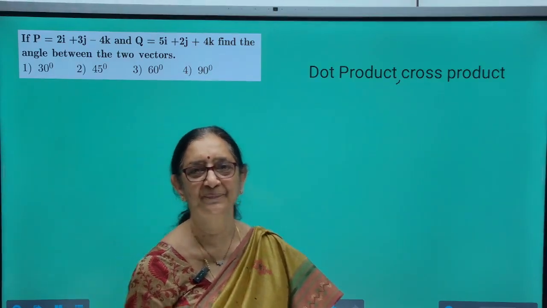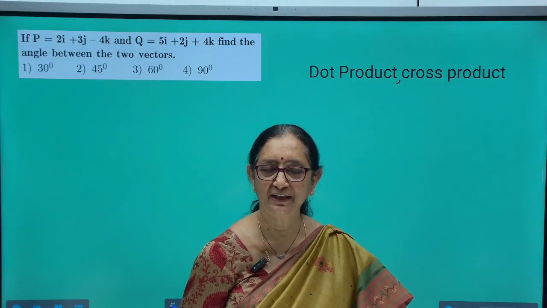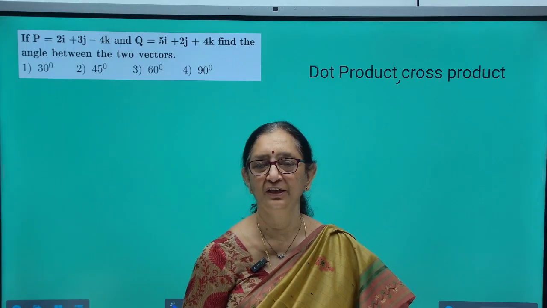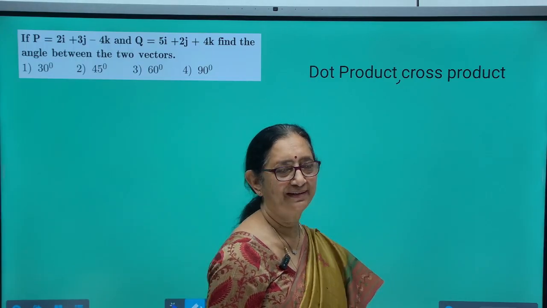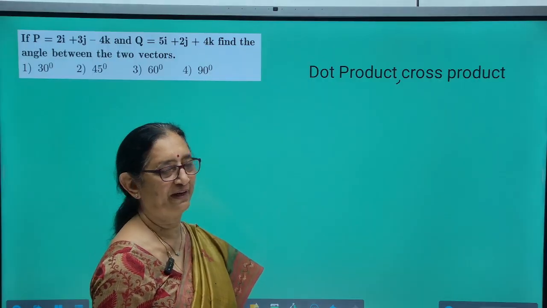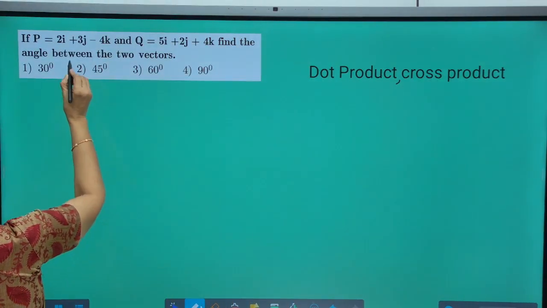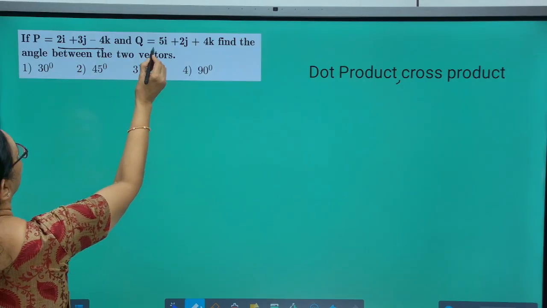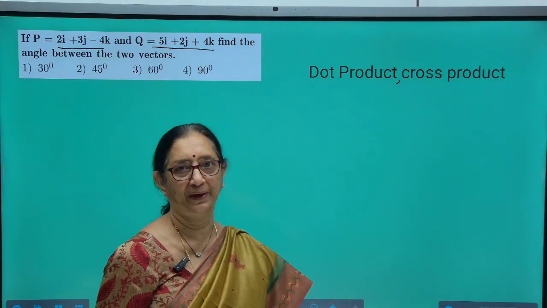Good morning. Today in this session I am going to explain some problems based on dot product and cross product of vectors. Now let us start with the problems based on dot product of vectors. So look into this first problem carefully. Two vectors p bar and q bar are given. Find the angle between the two vectors.